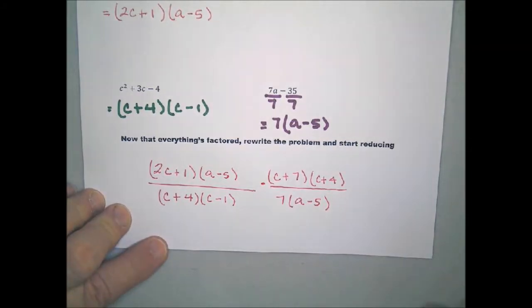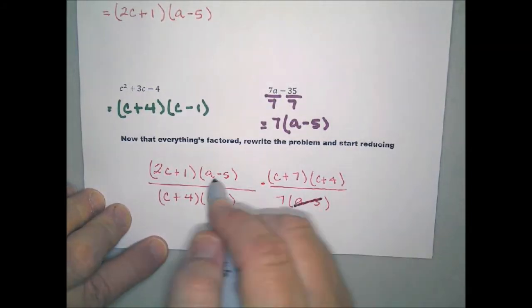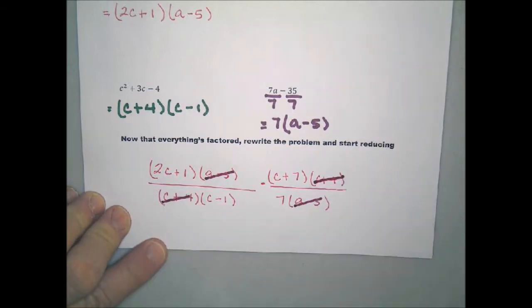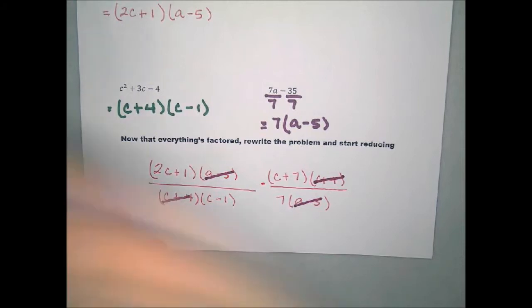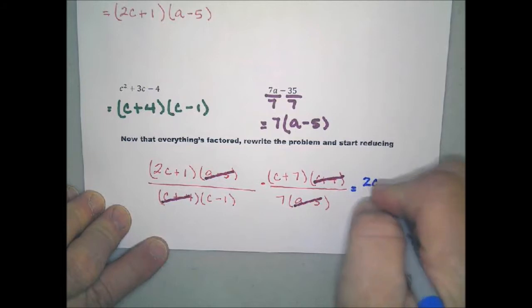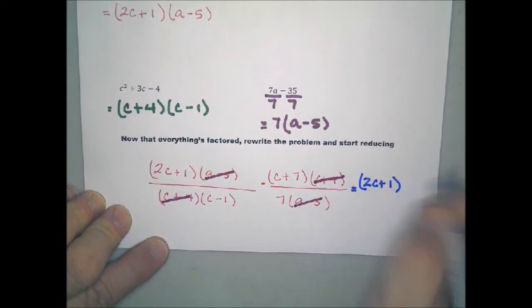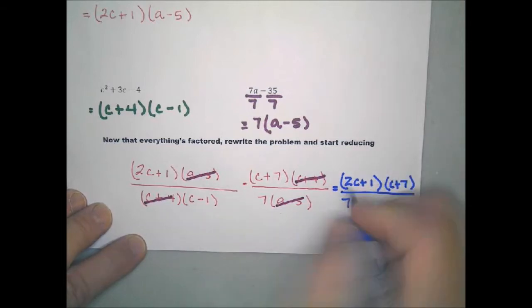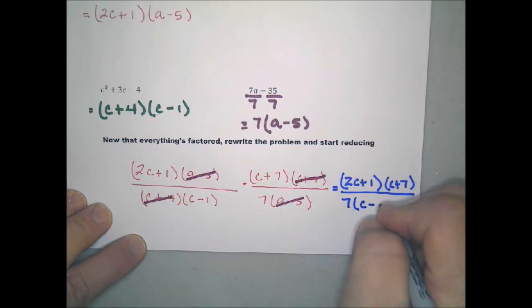We start reducing what we can, this a minus 5 and that a minus 5, this c plus 4 with that c plus 4, and that's about what we've got left. Everything we've got left is going to be the answer. 2c plus 1 times c plus 7 over 7 times c minus 1.